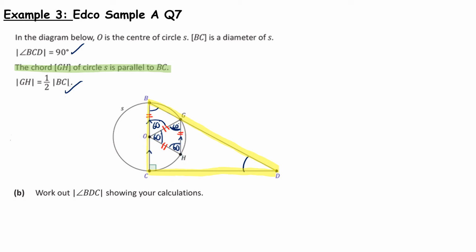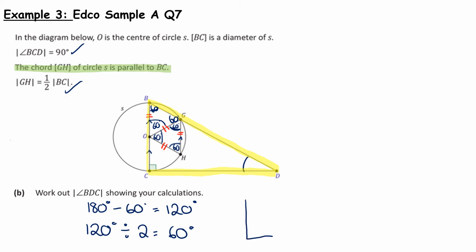We've already said that OG is a radius and OB is a radius. Therefore, that triangle OBG is an isosceles triangle. So if I have 60 degrees there, I'm going to do 180 degrees minus 60 degrees, which is 120, and then I can divide that between the two bottom angles, which gives me 60 degrees. So that's 60 degrees here and 60 degrees here, which actually means that OBG is not isosceles. It's actually one step further. It's actually equilateral.